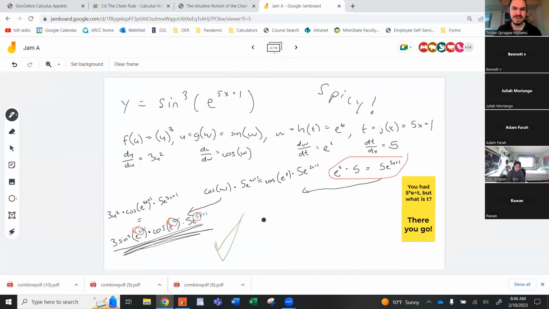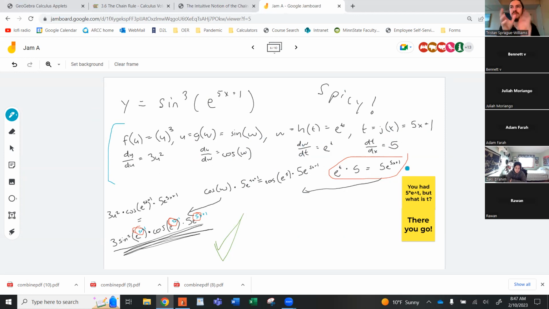Nice work on this spicy one. This is really spicy because this is a composition of 1, 2, 3, 4 different functions. So this requires a bunch of substitutions. It looks like we're using u, and then u equals g of w, and then w is h of t, and t is j of x. I really threw you off the deep end here, but great job to whoever was working on this. This is how you handle it when there is more than one composition involved.